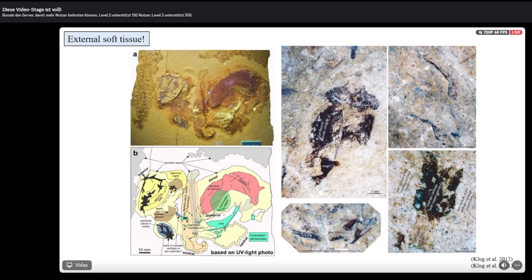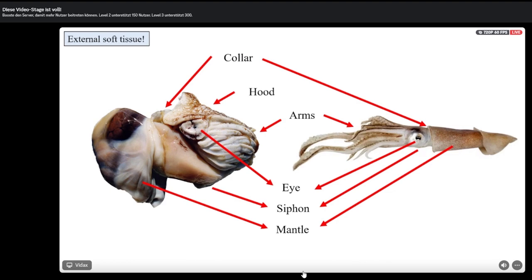Let's start with what cephalopod anatomy is like. All cephalopods, modern cephalopods being nautilus or coleoids, have a mantle, which is a flap of tissue that protects the internal organs. They have a head that has a siphon. It's collapsed here, so you don't really see it. It's a tube that jets out water. They have tentacles or arms. They have eyes, and they have a collar, which connects the head to the mantle. And the nautilus has something called a hood, which we'll get to later.